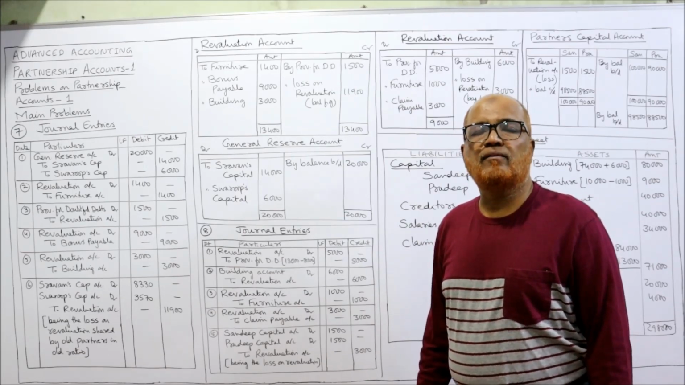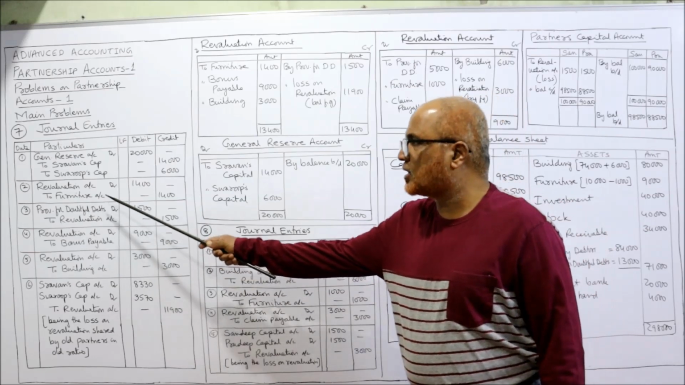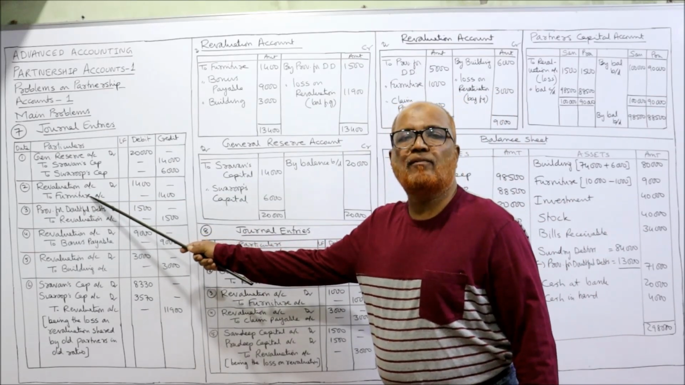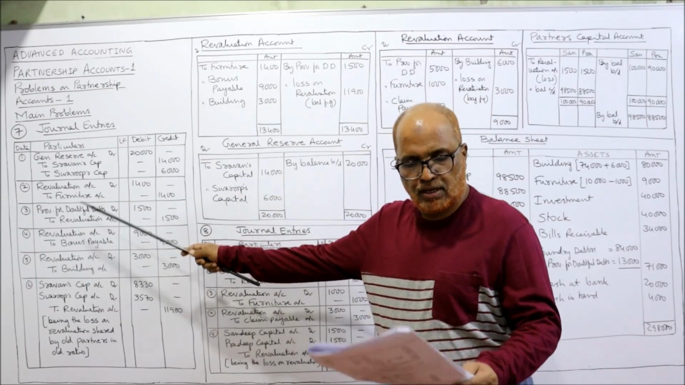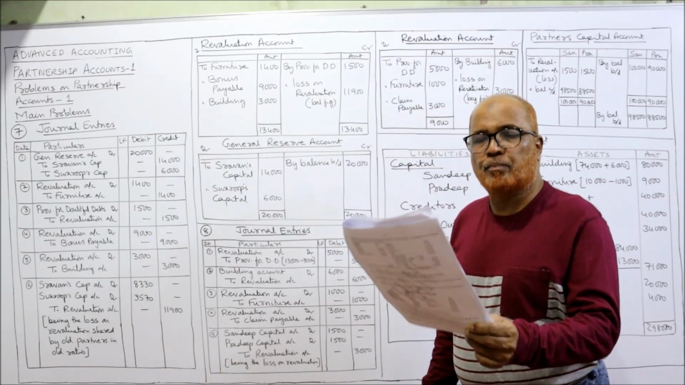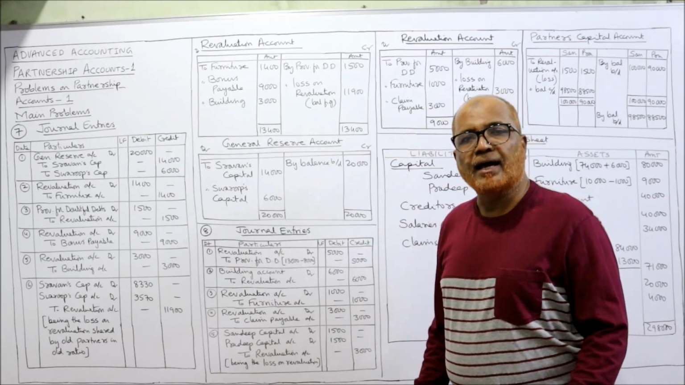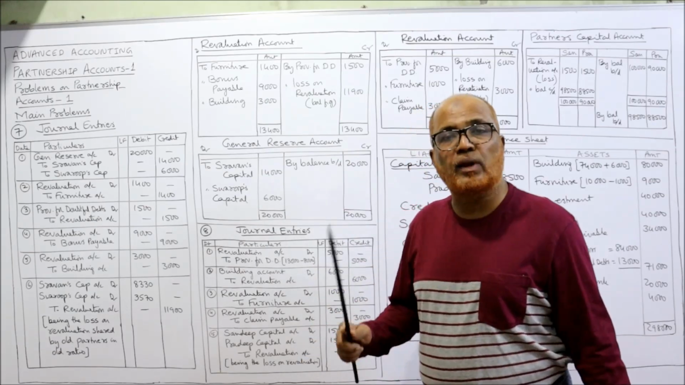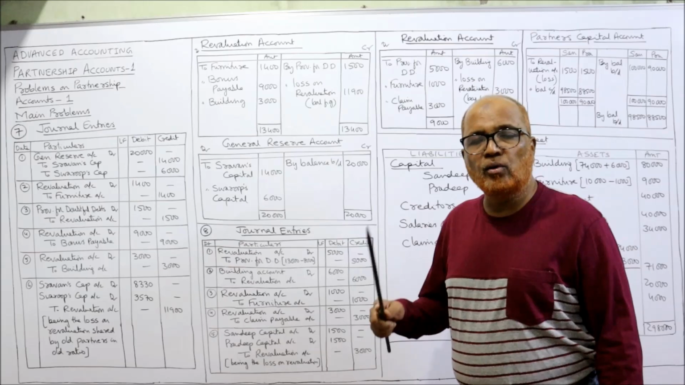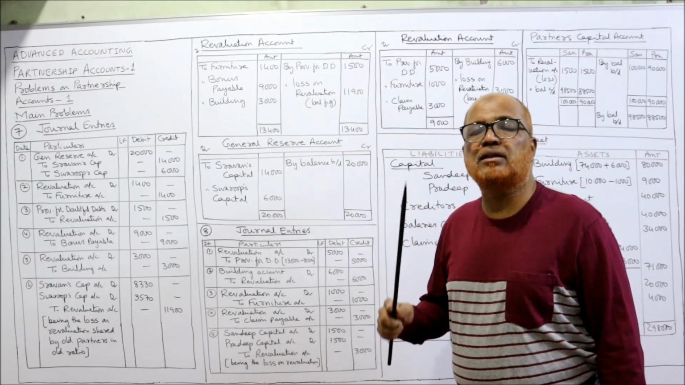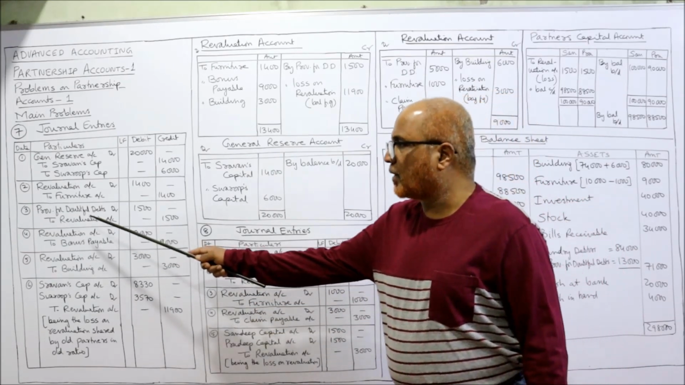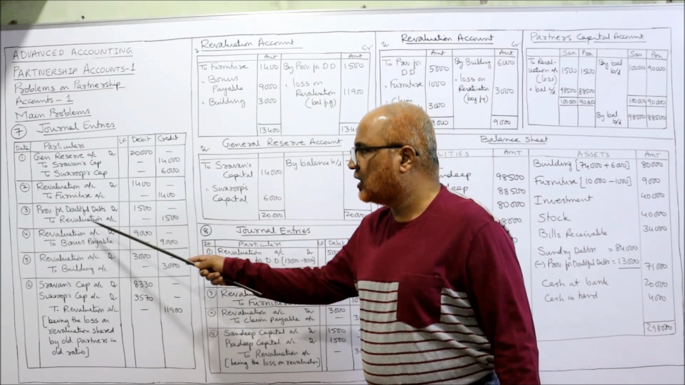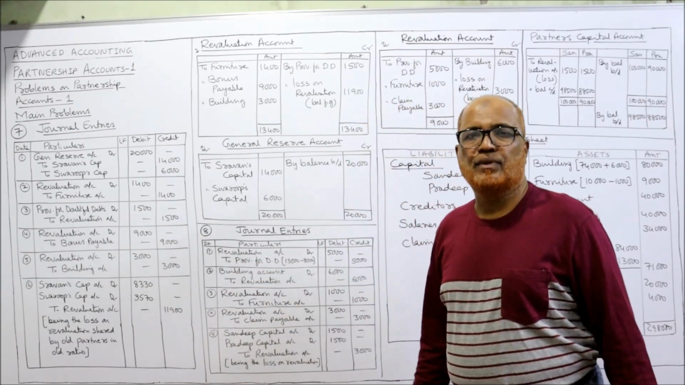Entry will be revaluation account debit, furniture account credit, being the value of furniture reduced. Next one is provision for doubtful debts. Actually, provision for doubtful debts is 6,000. Now we have to make it 4,500. We have to reduce the provision, so debit the provision. So entry will be provision for doubtful debts account debit, revaluation account credit.